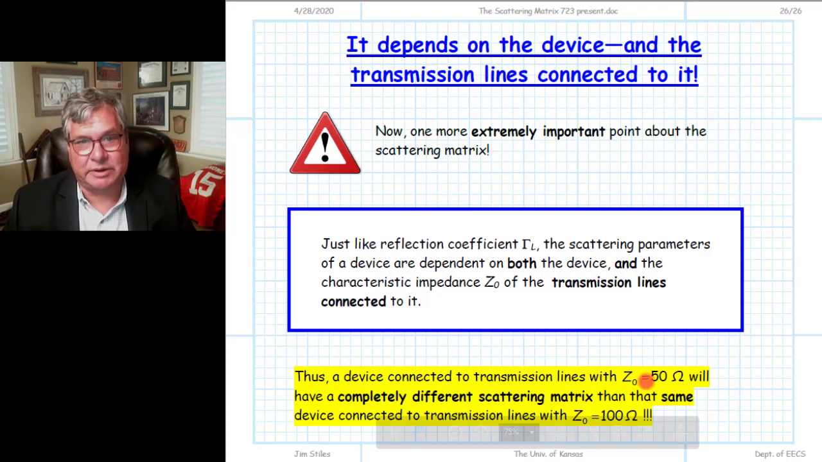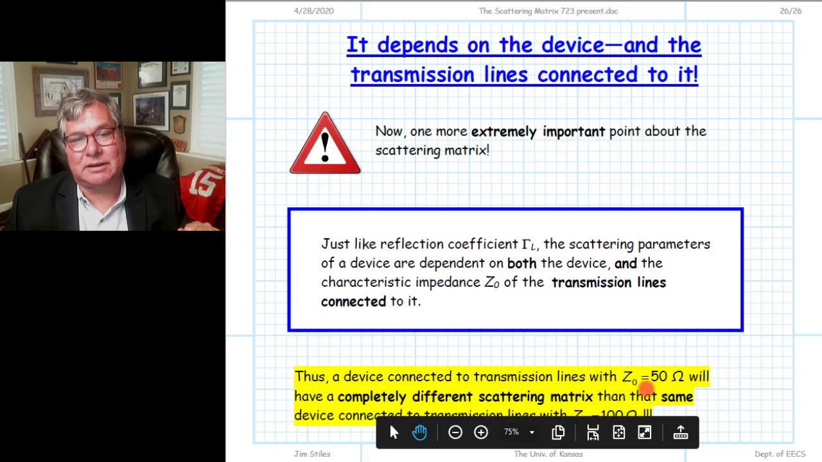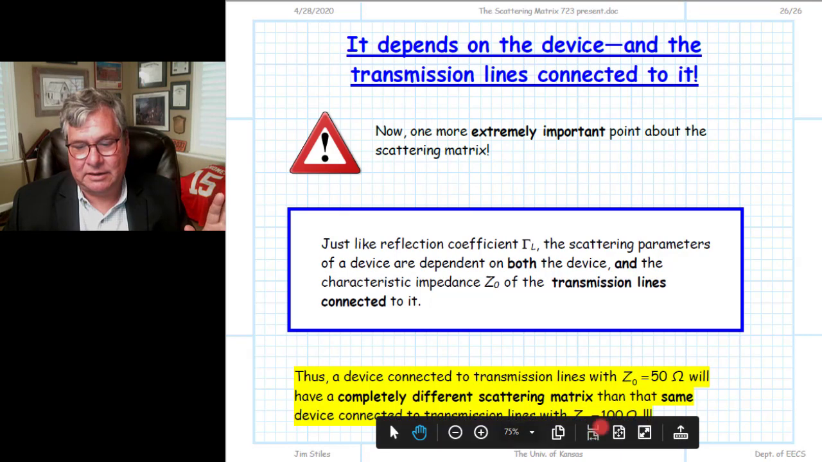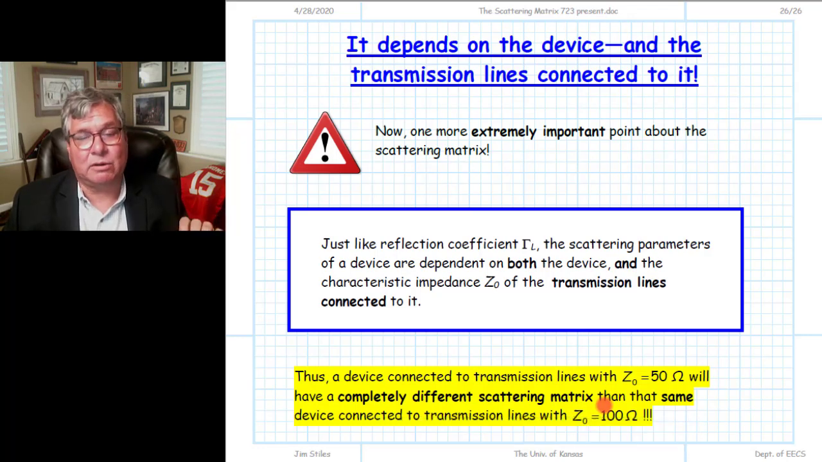For example, in this case, we initially connect transmission lines with a characteristic impedance of 50 ohms, and we get a certain value of the scattering parameters. If we take those off and attach instead to the same device transmission lines of 100 ohm characteristic impedance, we will get different values of scattering parameters. And of course what this means is if you have a device and you know what the scattering parameters are, you need to know with respect to what characteristic impedance. How were these defined? If they were defined in terms of 50 ohms and you attach some other characteristic impedance to it, you're not going to get the results that you might expect.